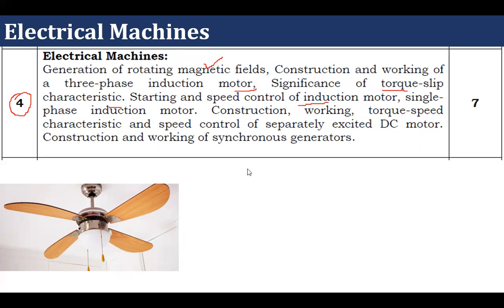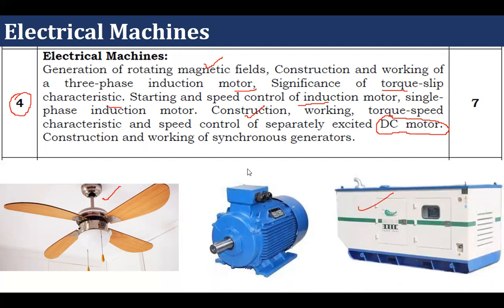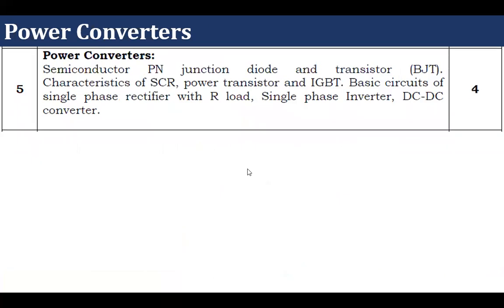I hope you know this is the fan. This is an example of single phase induction motor, and with the help of regulator, fan regulators, we are controlling the speed of it. So we have to go through starting and speed control of induction motor. Then we have to go through DC motor also, its torque speed characteristic, working, constructions, and finally we have to go through generator. Okay, very basic or surface level knowledge we are going to get through this unit.